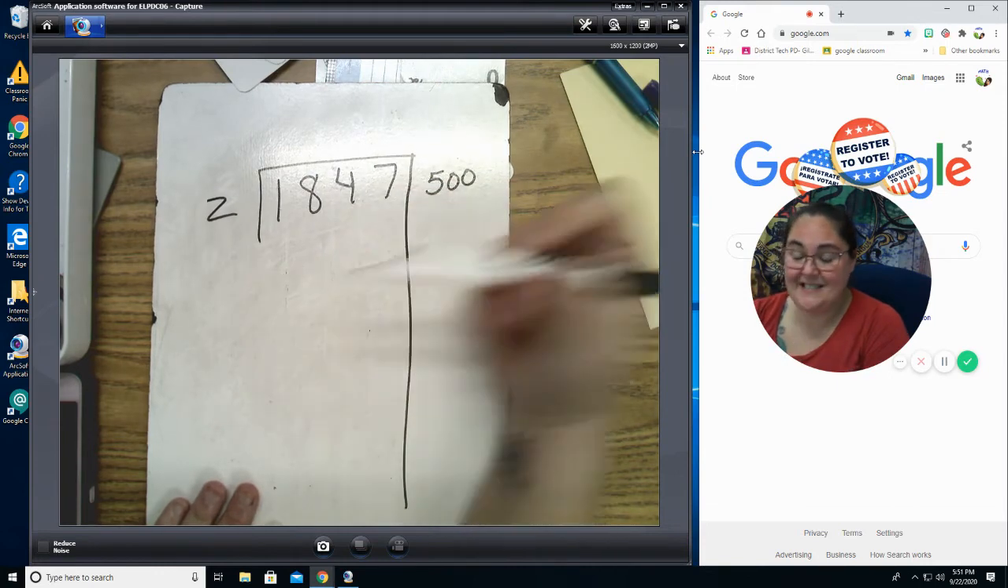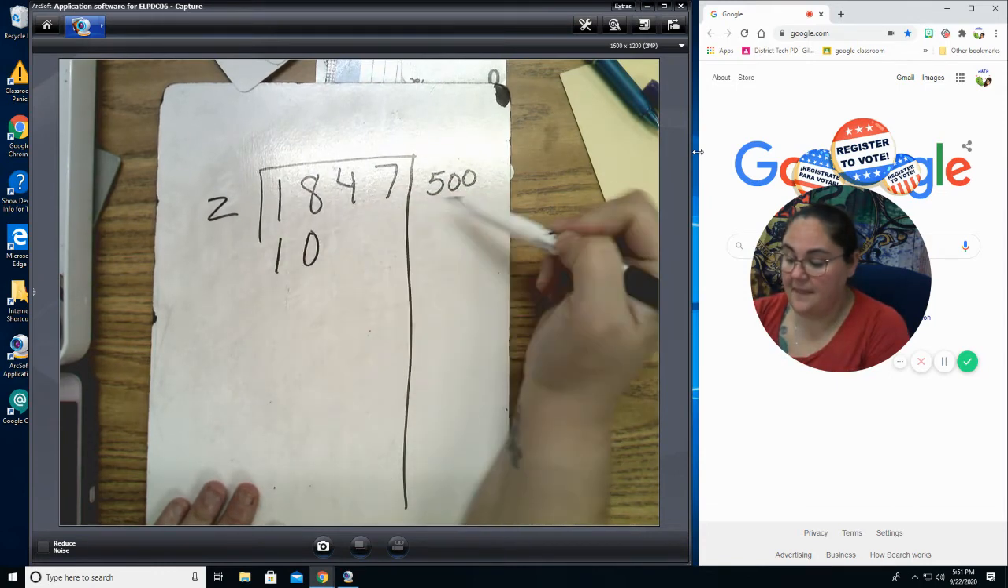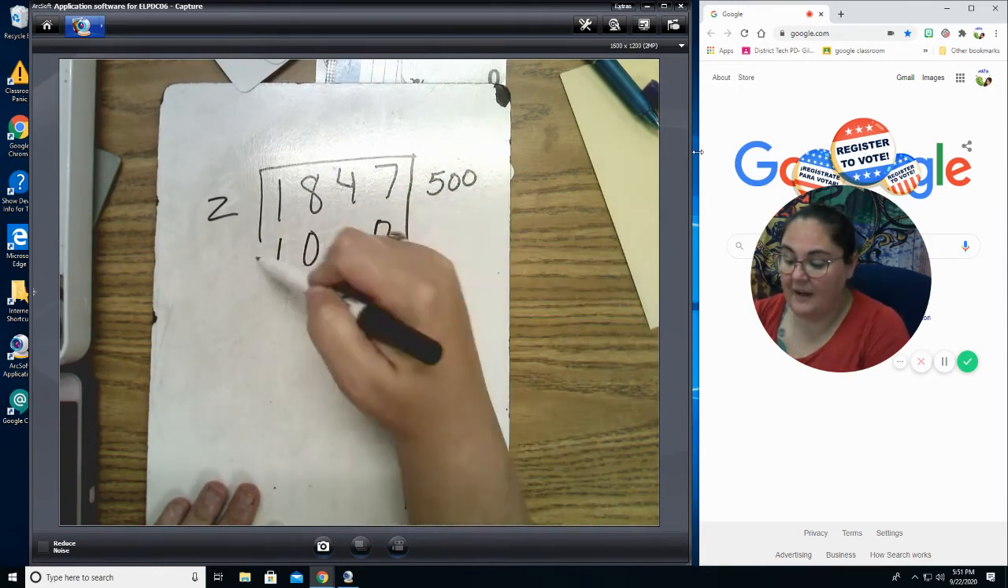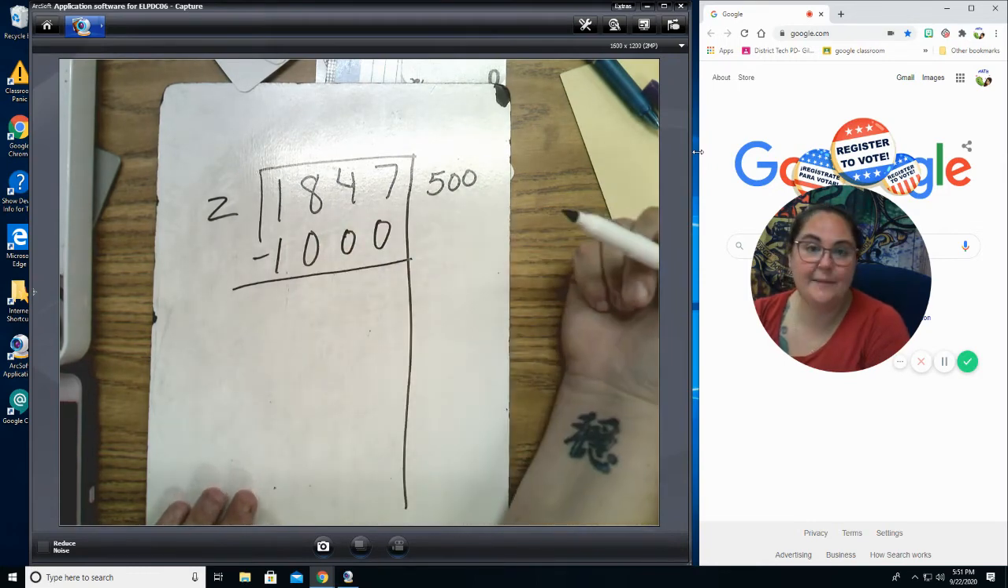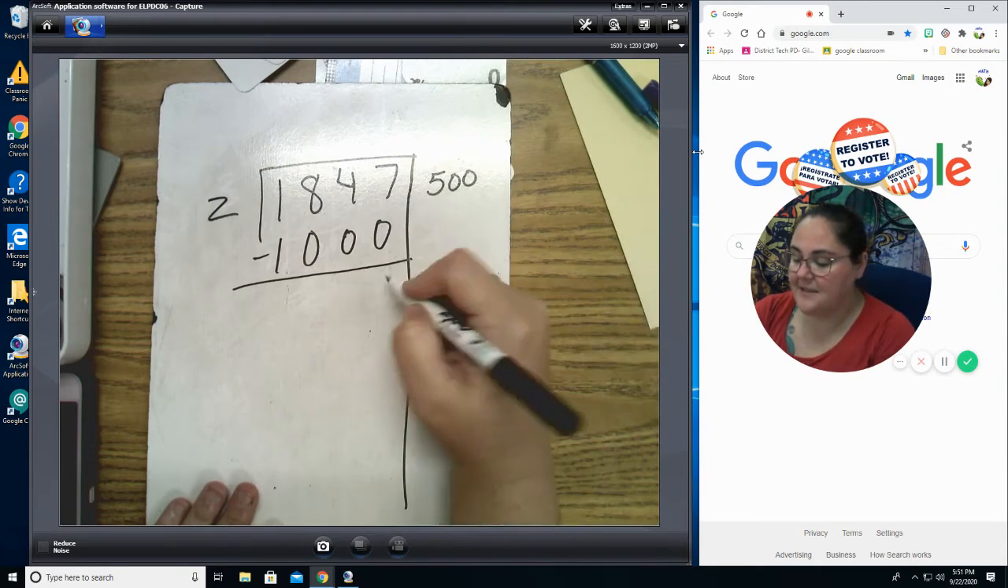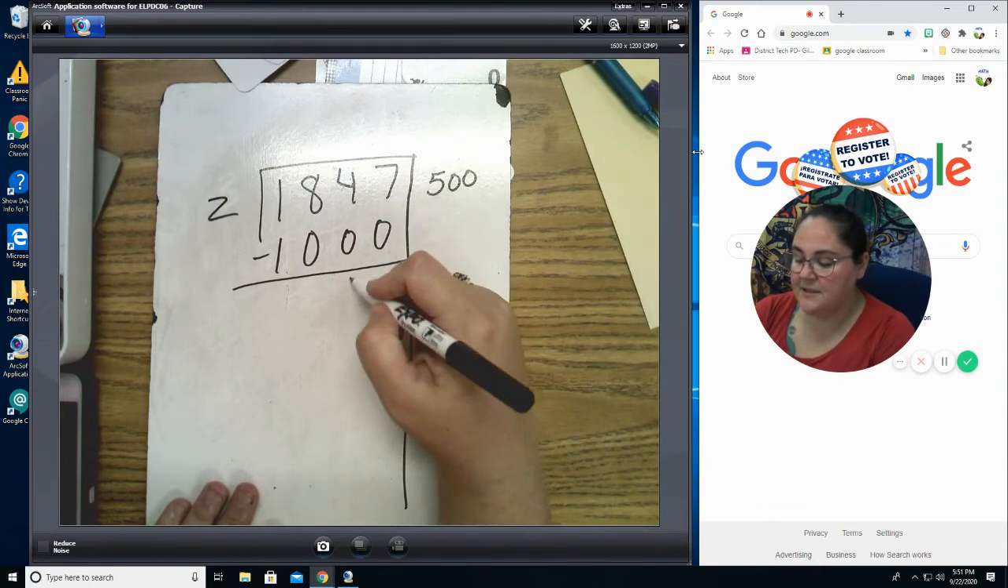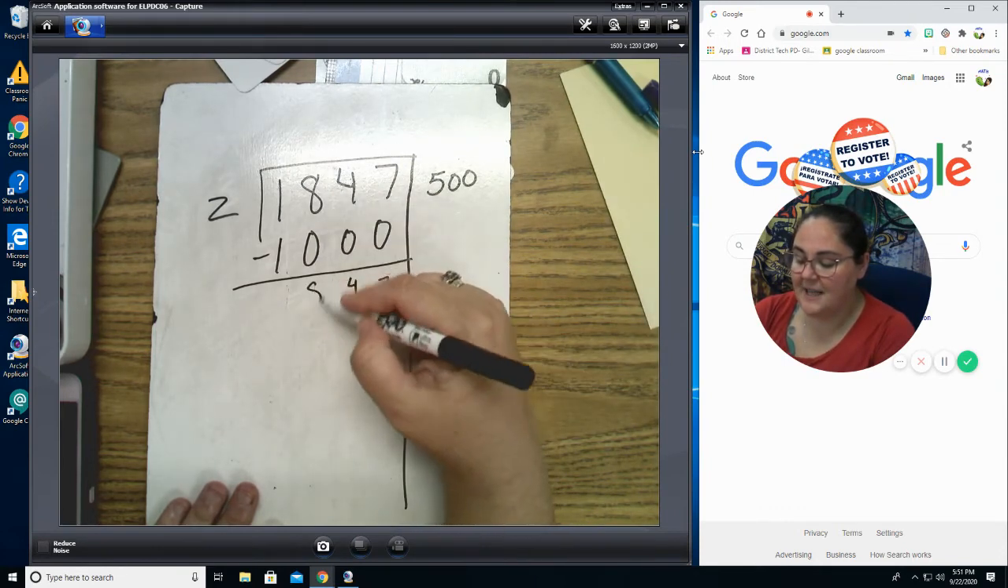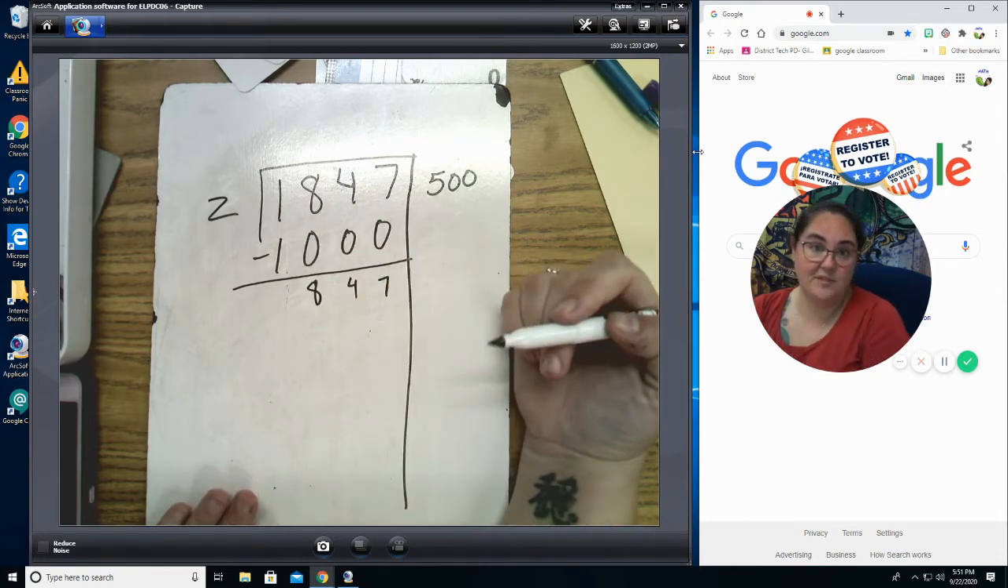5 times 2 is 10, and then add my 2 zeros. I know 500 times 2 equals 1,000. And then I'm going to subtract. 7 minus 0 is 7. 4 minus 0 is 4. 8 minus 0 is 8. 1 minus 1 is 0.